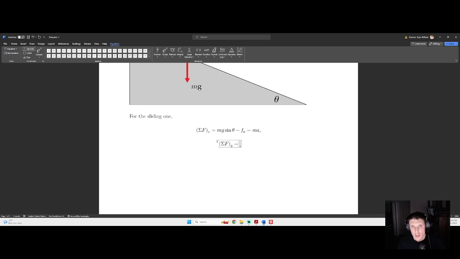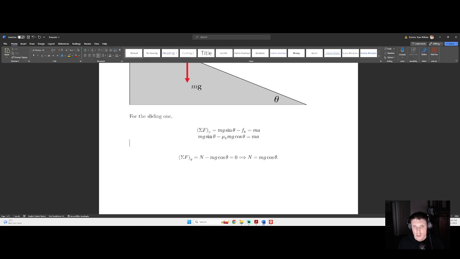Okay, so for the y equation, we're just going to have that the normal force minus mg cosine theta is equal to 0, right? This tells us that the magnitude of the normal force is mg cosine theta, right? So we can take that up here, because we'll need the normal force to get the friction force. So this is just mg sine theta minus the coefficient times what we found for the normal force, which is that. This equals ma. We can clean this up a bit, right?